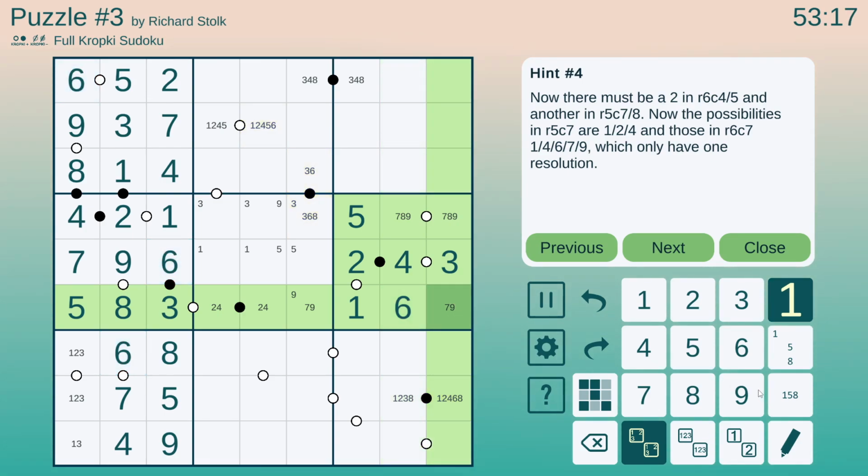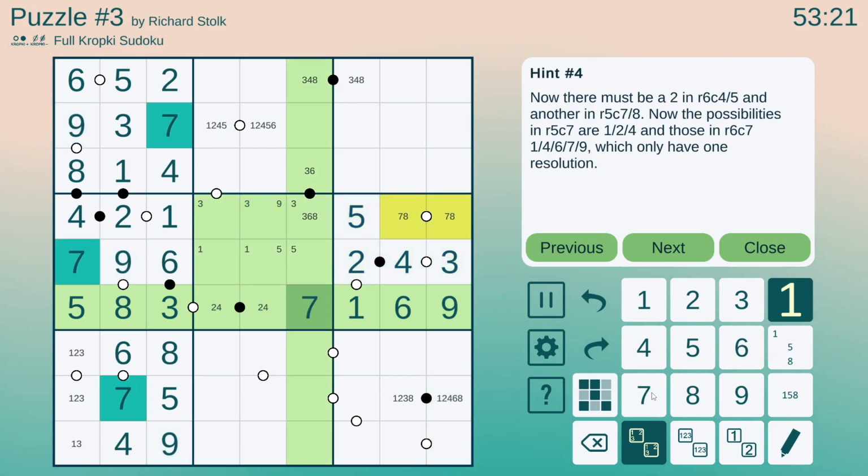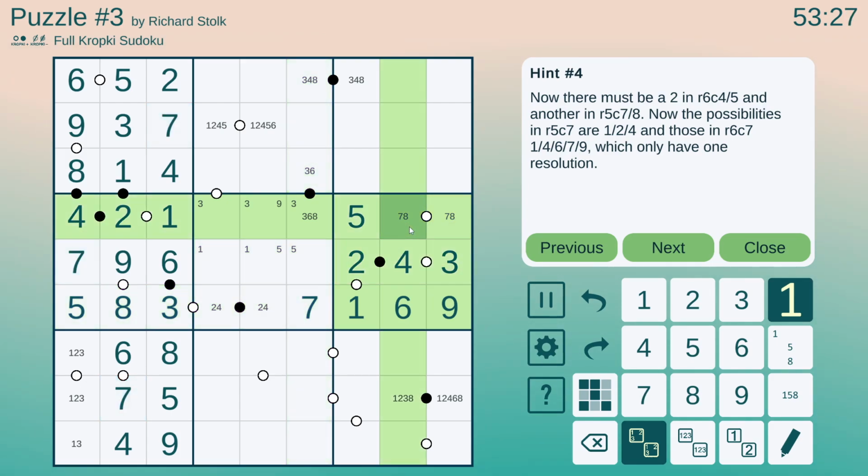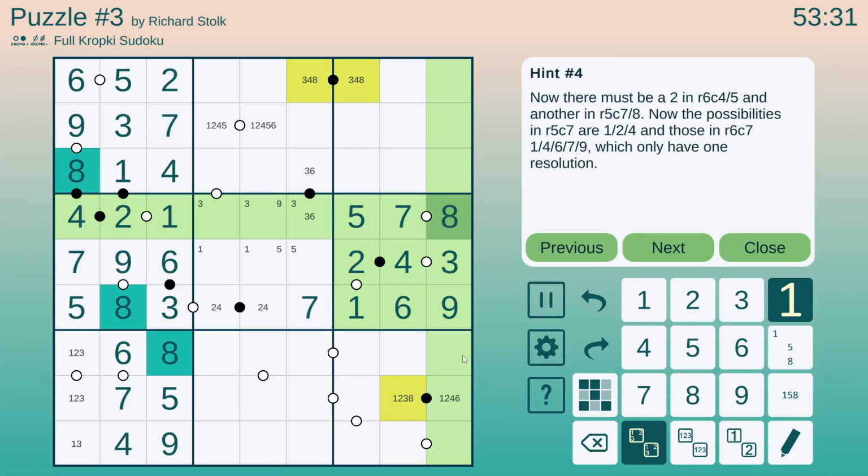And this can't be a 7. This is a 7. This can't be an 8. And just like that, we get another box. Now we're missing 1 and 5 in here. What else are we missing?